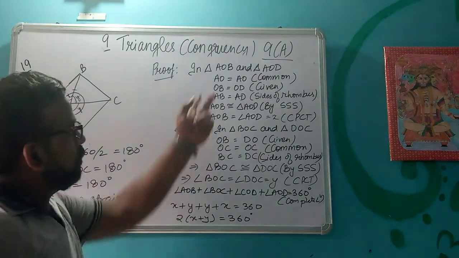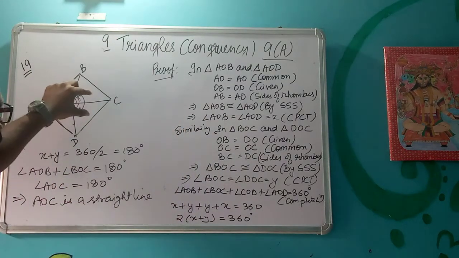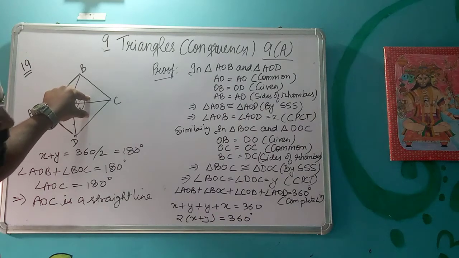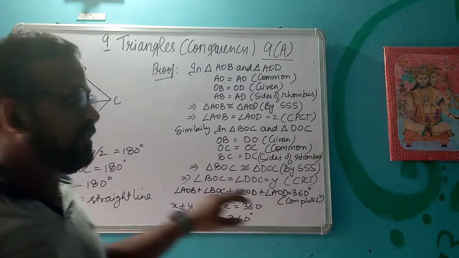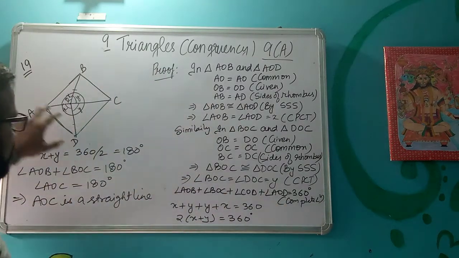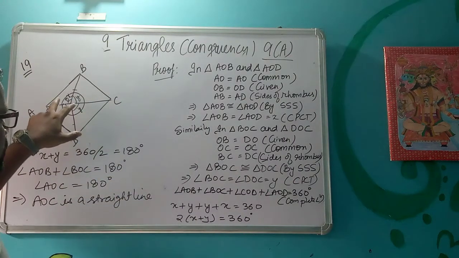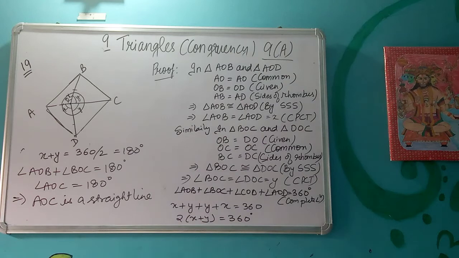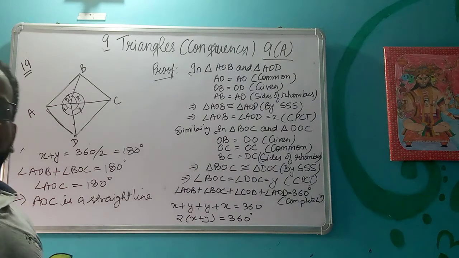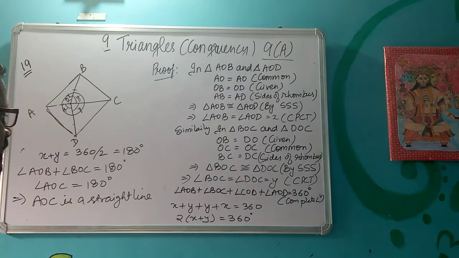So first we have proved two triangles congruent. Then we have proved that these two angles are equal to each other and these two angles are equal to each other. Then we have used the concept of complete angle, which is equal to 360 degrees. By using this concept we came to know that the value of x plus y is equal to 180 degrees. It forms a single angle, that is AOC. So we got AOC equal to 180 degrees, that means AOC is a straight line. So if you want to prove a line to be straight, you have to prove that the angle made by that line is equal to 180 degrees.